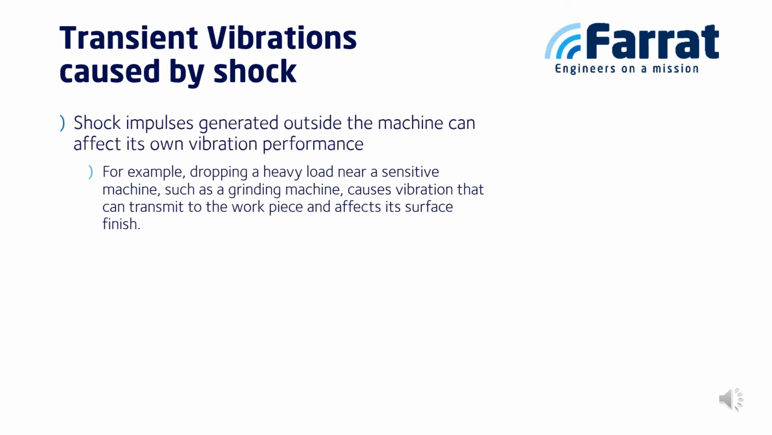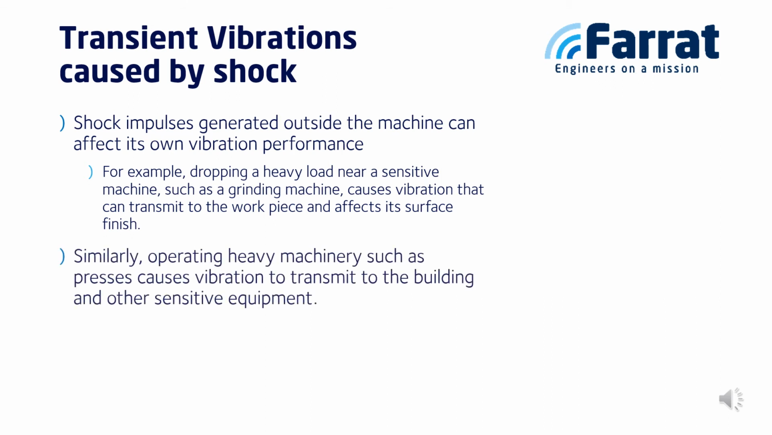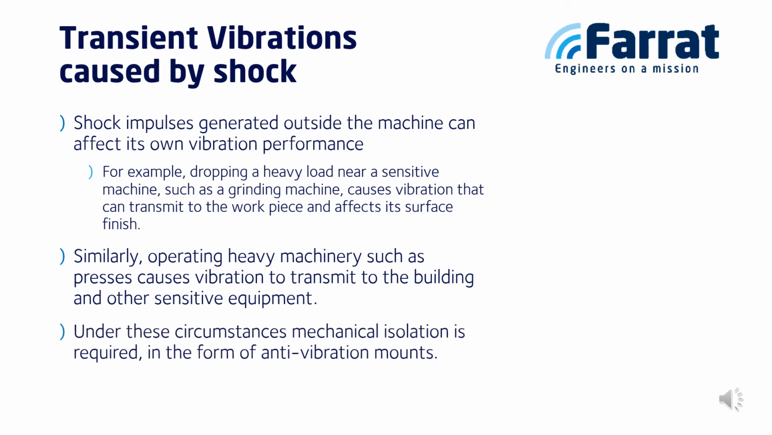For example, dropping a heavy load near a sensitive machine will cause vibration to transmit to the workpiece and affect its surface finish. Similarly, operating heavy machinery causes vibration to transmit outward to the building and other sensitive equipment. Under both of these circumstances, mechanical isolation is required in the form of an anti-vibration mount.